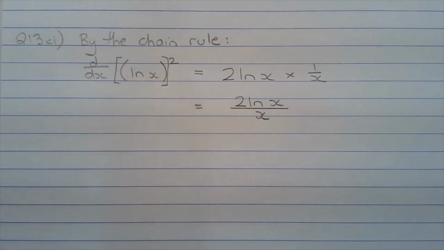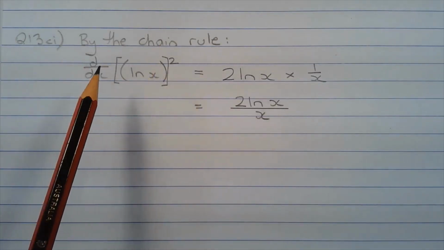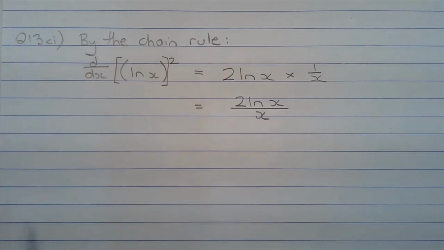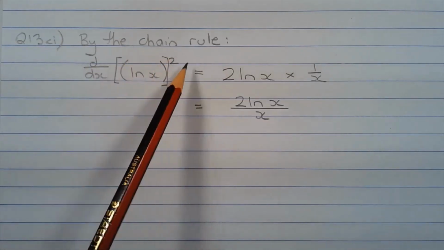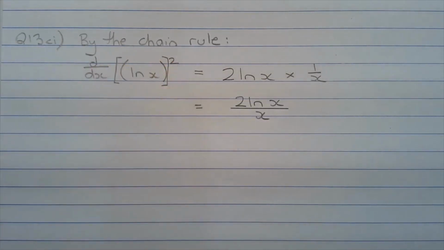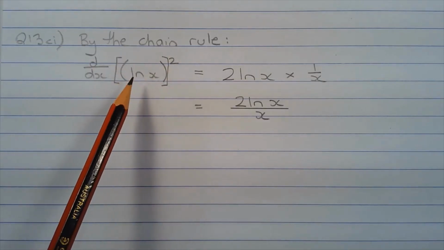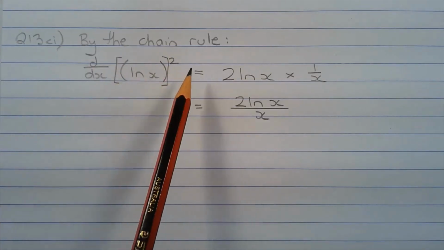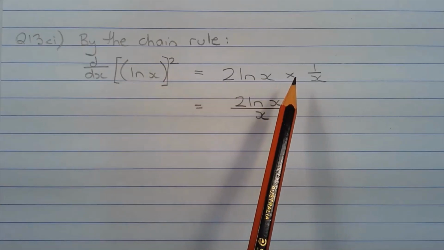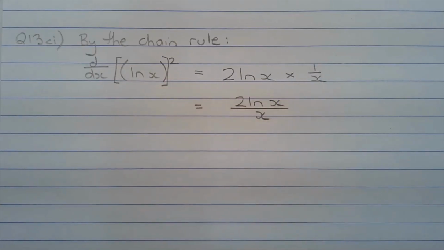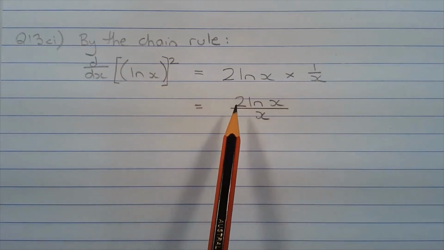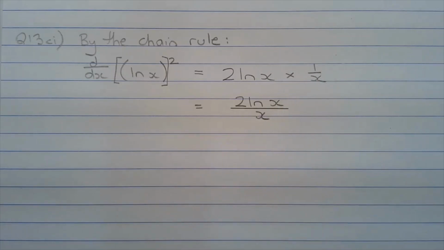Ln x all squared is an example of a composite function, hence the chain rule will need to be applied. By the chain rule, d dx of ln x all squared is equal to the derivative of the outer function, which is the squared function, multiplied by the derivative of the inner function, which is the ln x function. So that's equal to 2 ln x multiplied by 1 over x, which is equal to 2 ln x over x.